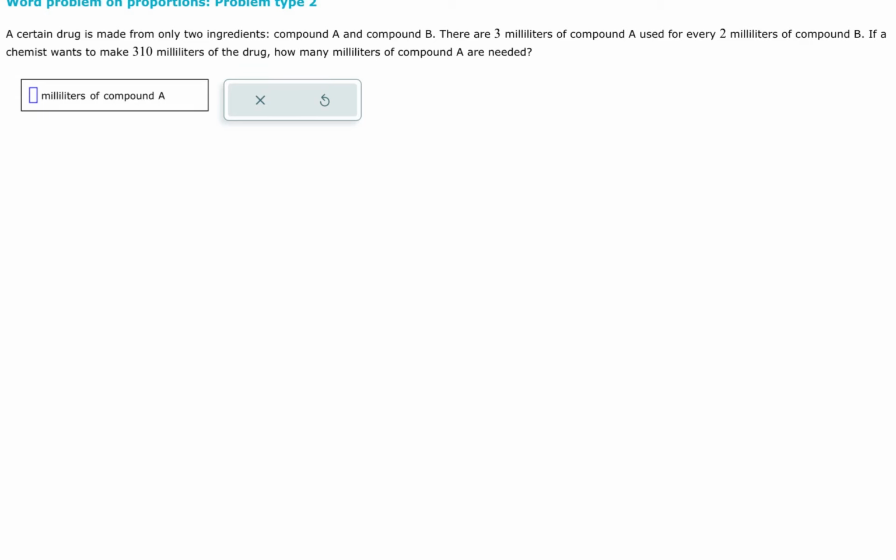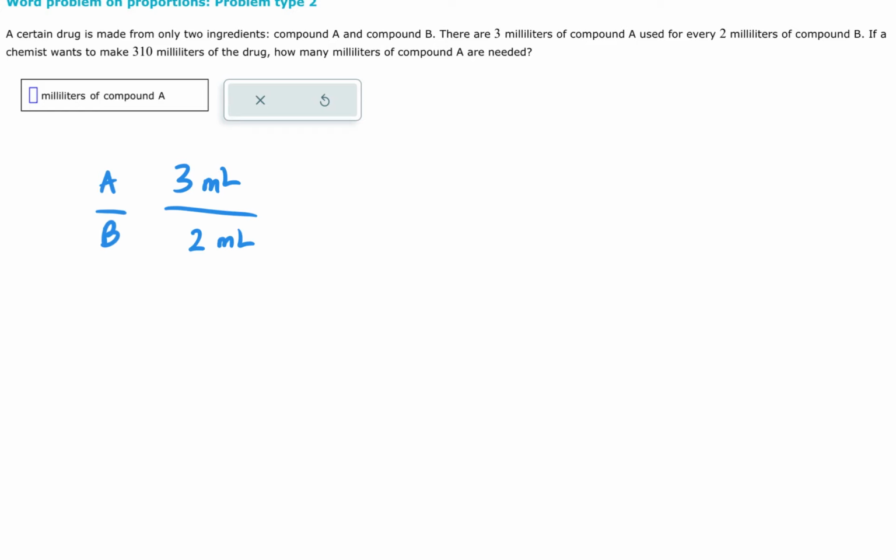A certain drug is made from only two ingredients, compound A and compound B. There are 3 milliliters of compound A used for every 2 milliliters of compound B. I'm just going to put this like this to remind myself. If a chemist wants to make 310 milliliters of the drug, how many milliliters of compound A are needed?